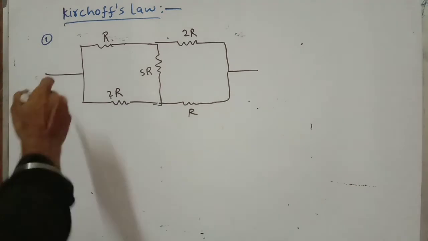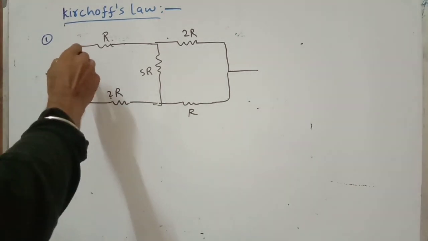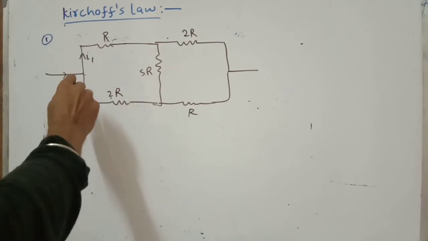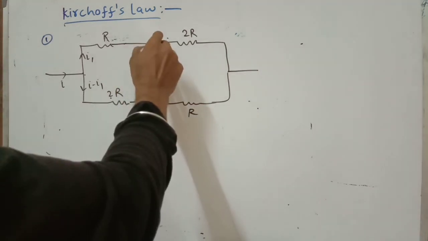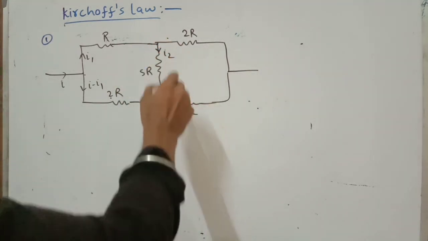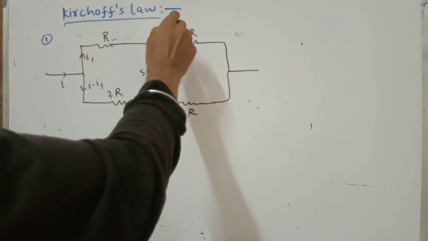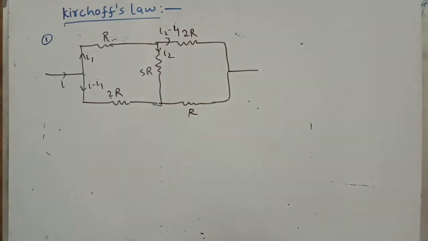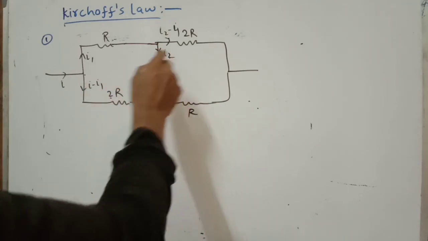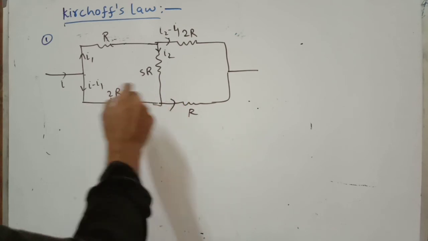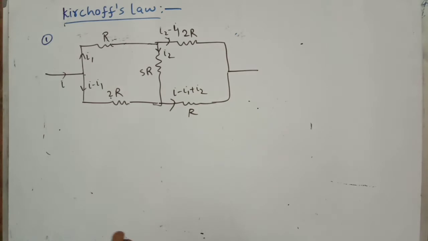Okay, so let me consider the current I is coming to this junction and let I1 current flow through this resistance. So the remaining current is I minus I1. Now after this junction, let me consider I2 is flowing through here, and the remaining current I2 minus I1 passes through here. After that, the total current passes through this resistance. You can write I minus I1 plus I2.